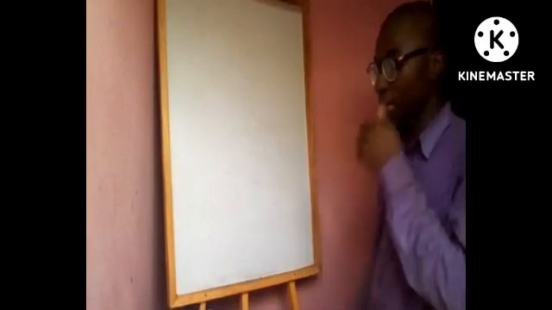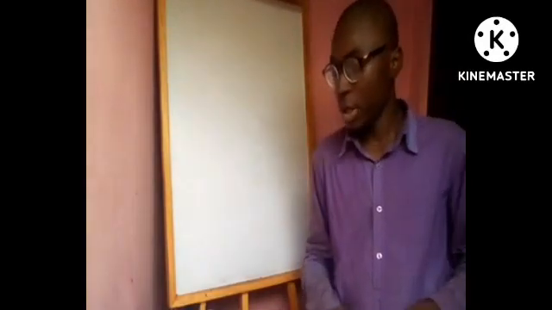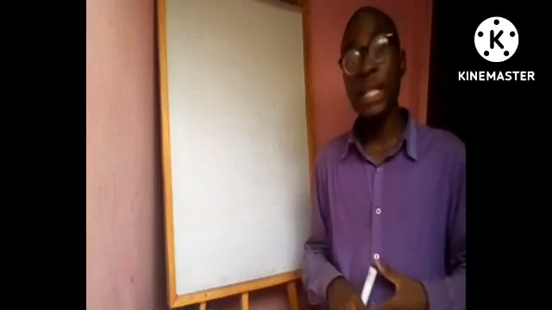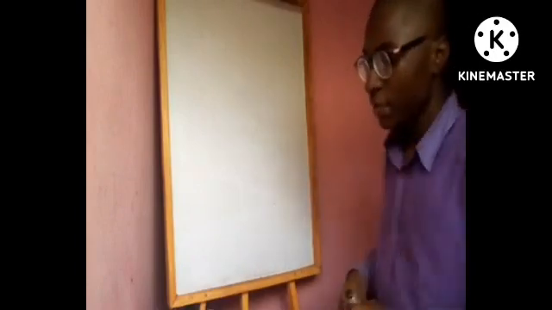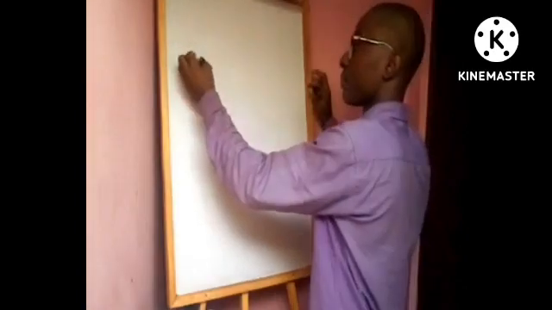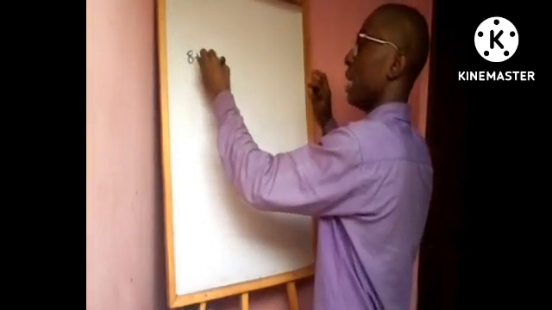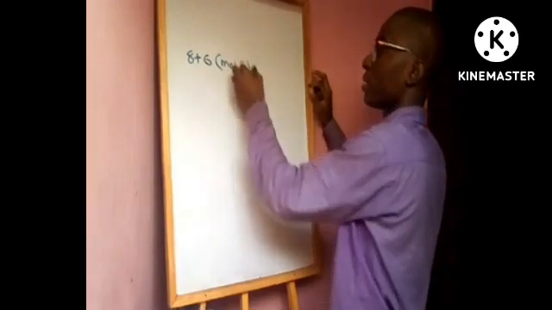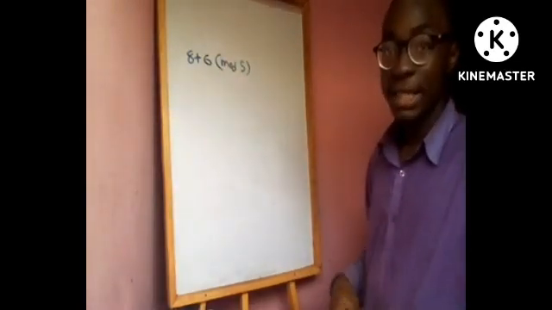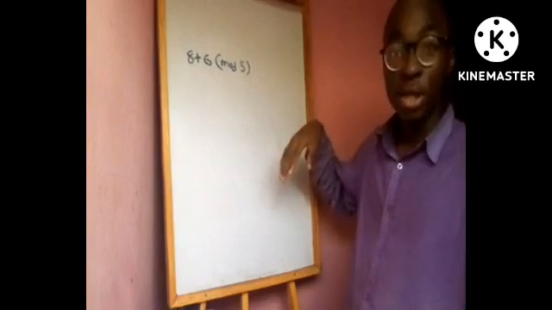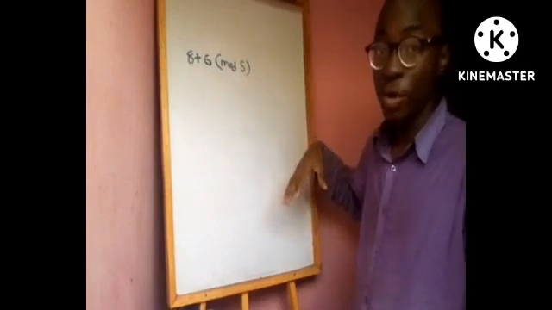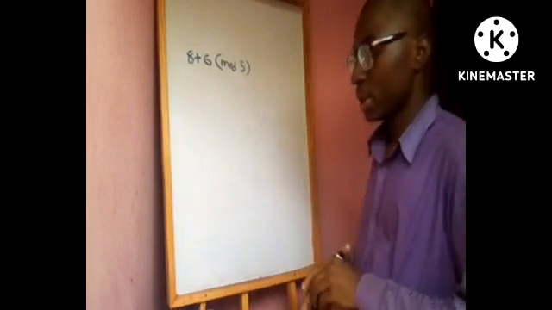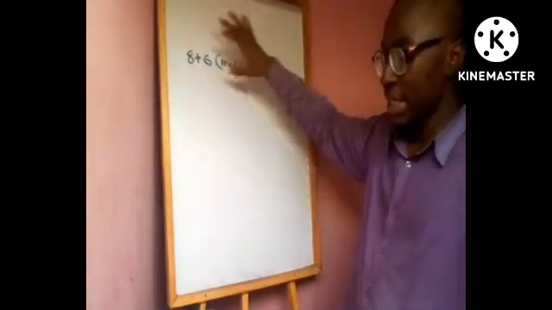So addition, let's try adding first. For addition, it involves a very simple process. We are looking for 8 plus 6 mod 5. What's the value of 8 plus 6 in the mod of 5? 8 plus 6 modulo 5. You can write it in abbreviation, in short form MOD, or you can write it in full, modulo 5. Either way is acceptable in mathematics. Now we are looking for the value of 8 plus 6 modulo 5.